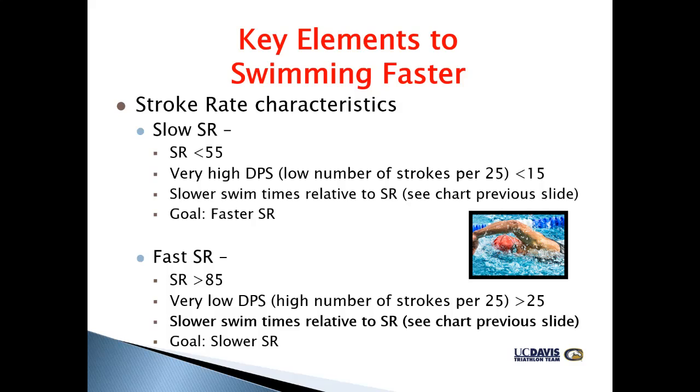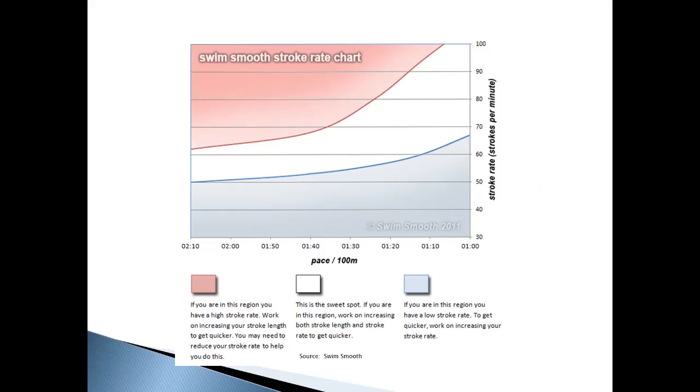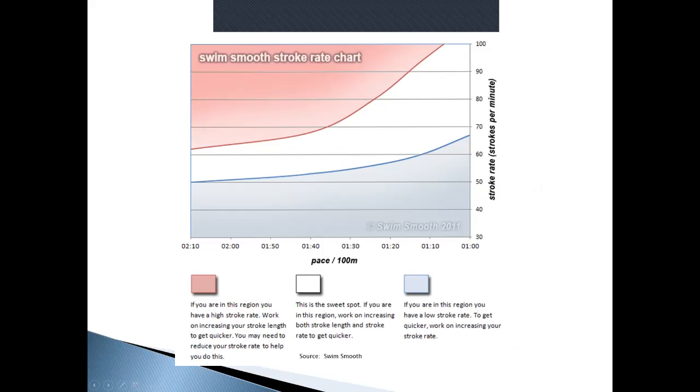All right. So let's talk about this chart I've mentioned several times. This chart takes into account how fast you're swimming and what your stroke rate might be for those times. And this is put out by the Swim Smooth organization out of Australia, which has done a lot of research in this particular area. And you can see as your time gets faster per 100, then typically your stroke rate goes up, both on the low end and the high end. And if you fall somewhere here in the middle, then typically you're within a normal range for most swimmers at this pace.